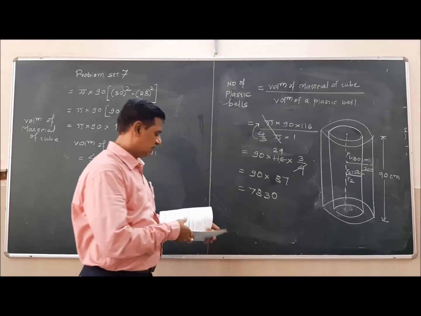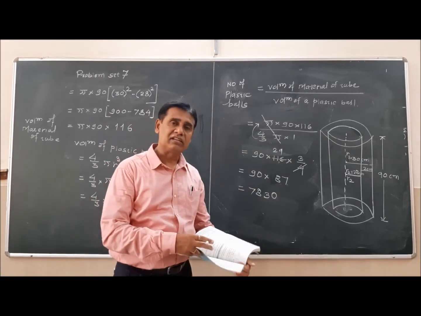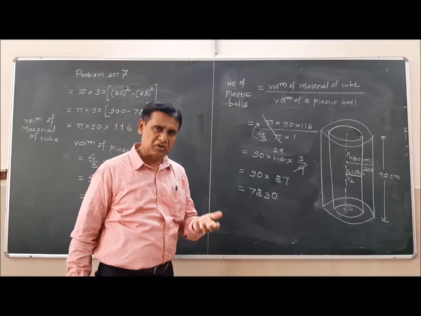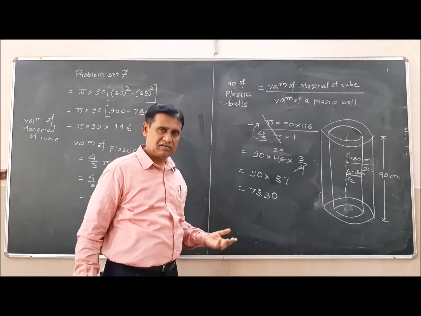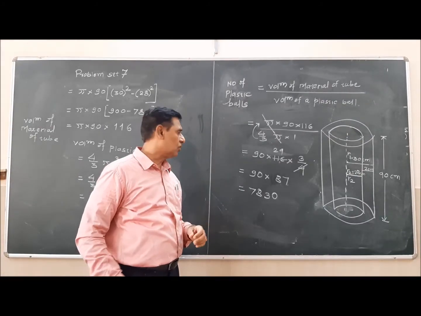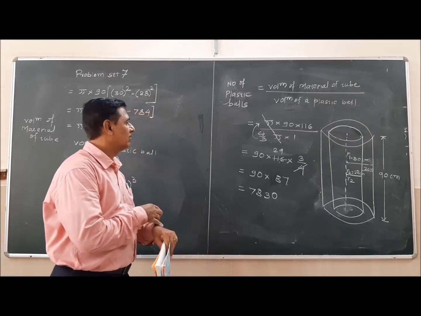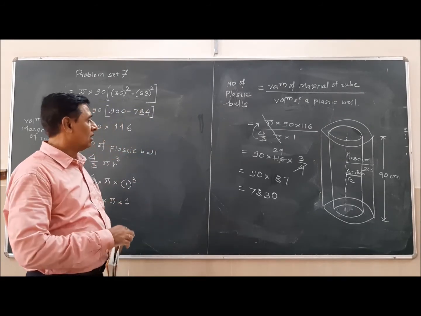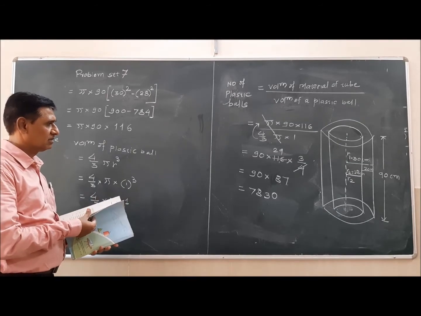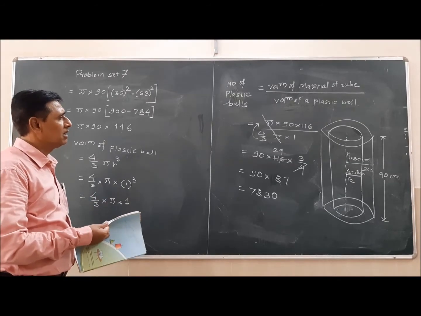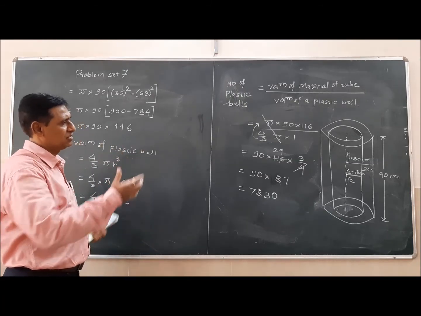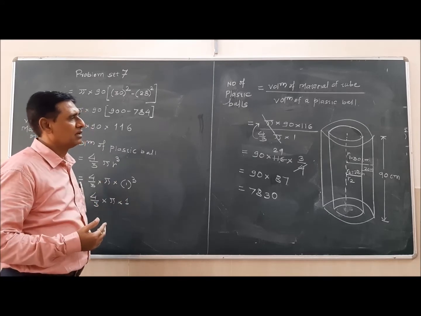So you will get the final answer as 7830. Since the question is to find the number of plastic balls, we all know it's an integer. So naturally we will get it in integral form. Here you will find that we have got the number of plastic balls as 7830.